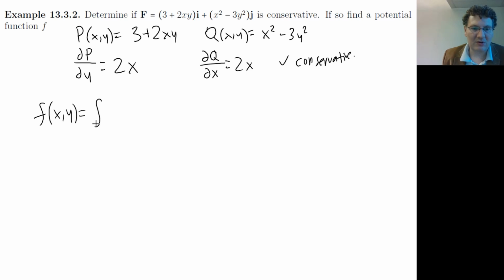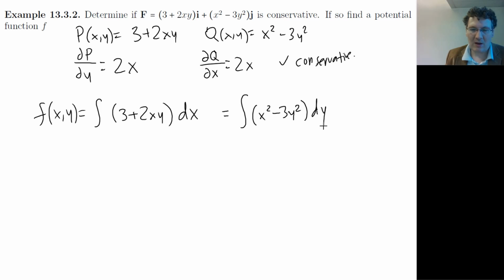so f of x, y is going to be the integral of P of x, y, 3 plus 2xy dx. If you integrate that with respect to x, and it's also going to be the integral of x squared minus 3y squared dy. Okay, so what are these integrals?